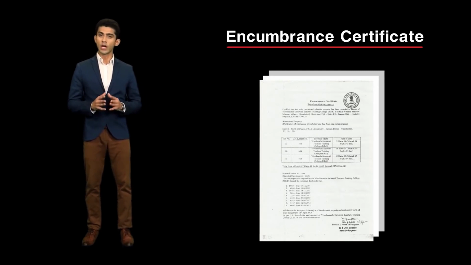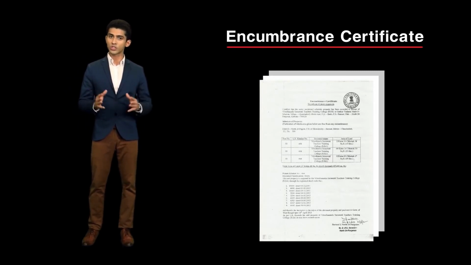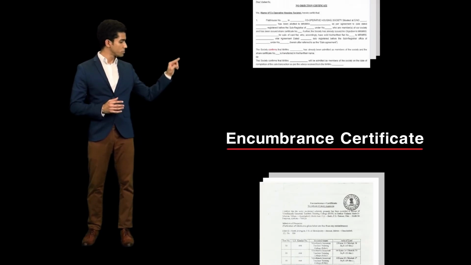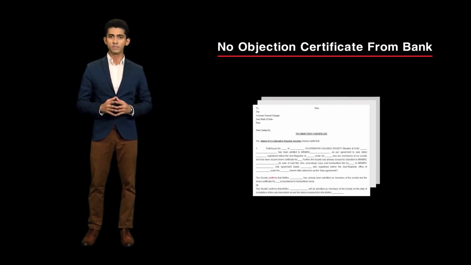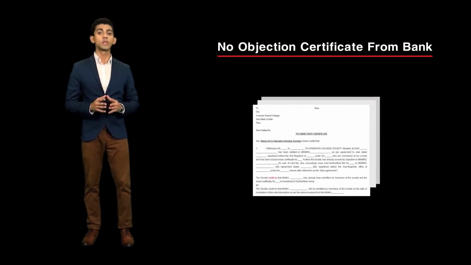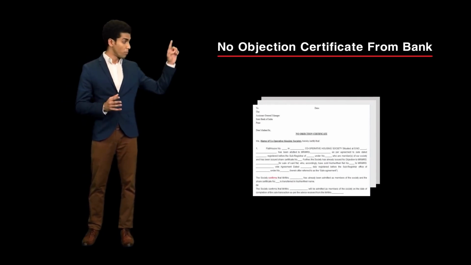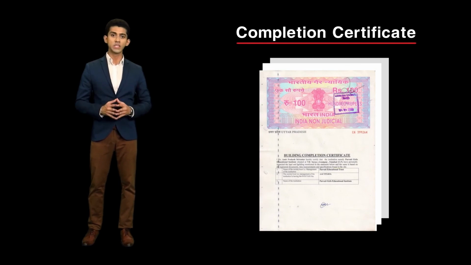In case the developer has borrowed money from the bank for construction of the project, ask for a no objection certificate from the bank. In case the apartment is recently completed, get a completion certificate and occupancy certificate.